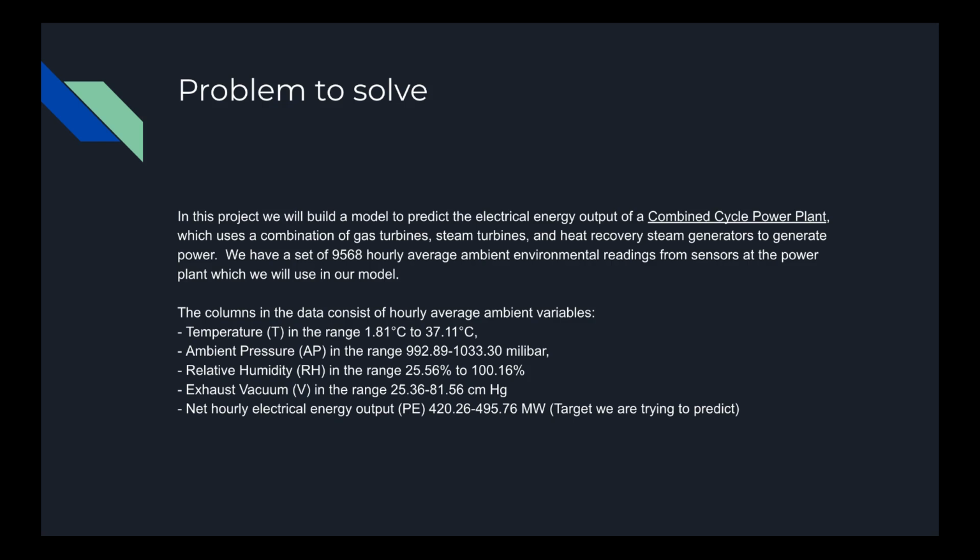There were 9,568 hourly average ambient environmental readings taken from sensors at the power plant, which would be used in the model. And the different dataset features would be temperature, ambient pressure, relative humidity, and exhaust vacuum, and all of these would be used to help predict the electrical energy output, which is what we're trying to use them all for.